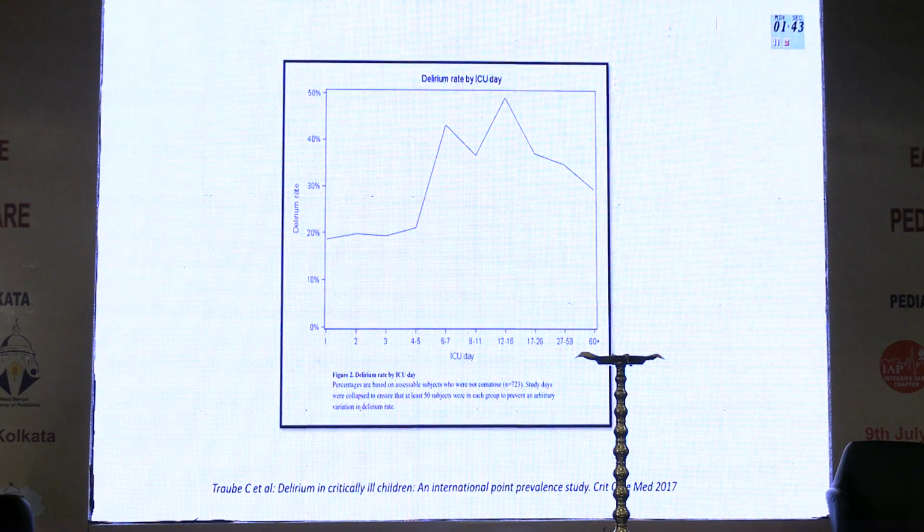As you can see in this graph, with ICU days on the x-axis and delirium percentage on the y-axis, most of the children develop delirium between 7 to 12 days of sedation.